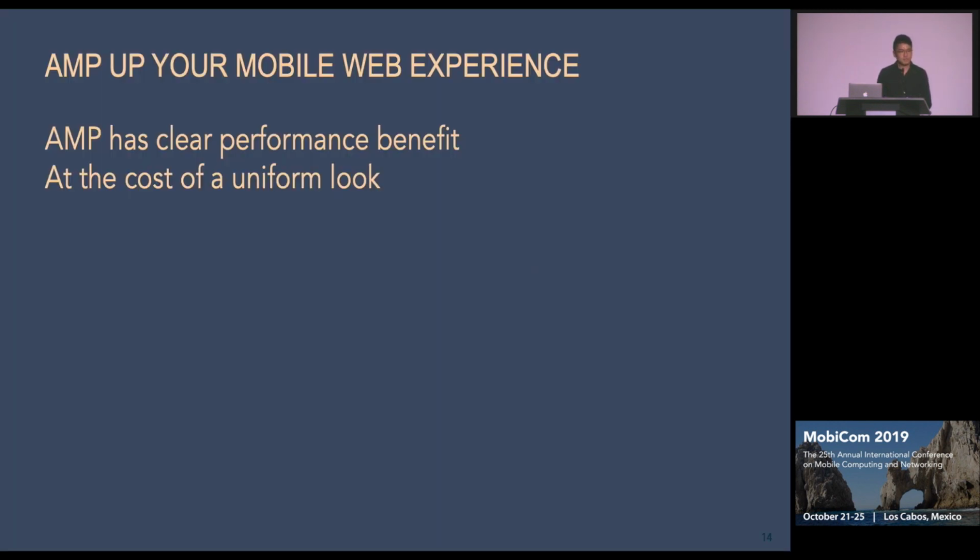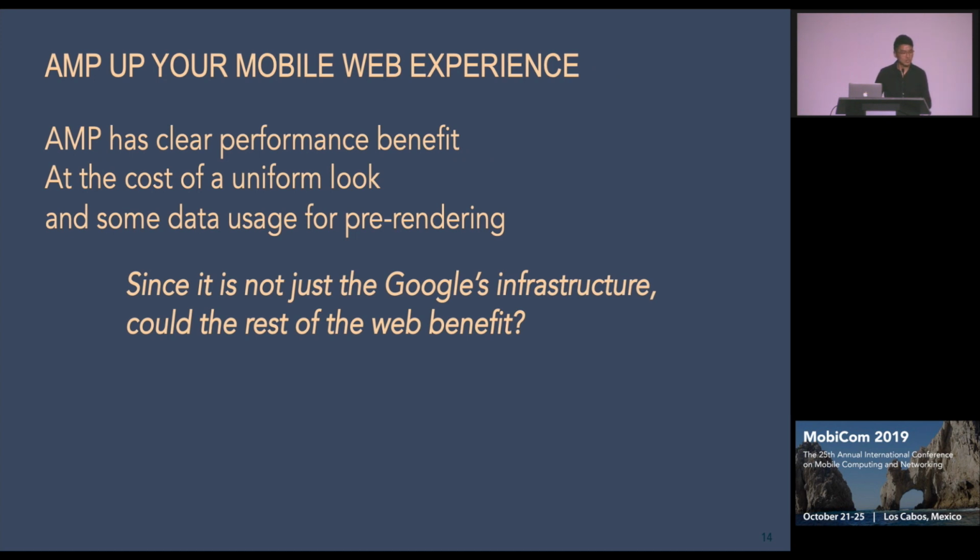To recap, AMP has a clear performance benefit at the cost of a uniform look, losing some dynamicity, and some data usage for pre-rendering. This leads us to our next question. How much of the existing web can take advantage of AMP's format restriction without going through Google's pipeline?